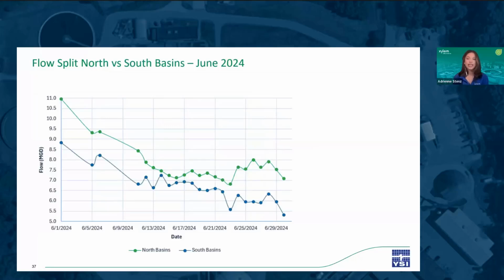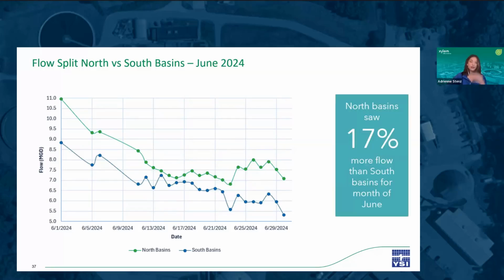This was the flow split in MGD between the North and South basins for the month, with North basins being the green line and South basins being the blue. As John explained earlier, the North and South basins do not treat equal volumes of flow. The North basins are located directly off the primaries, while the South basins are a bit further away and require pumping. Additionally, the North basins have a slightly larger tank volume. You can see here that for every single day throughout the entire month of June, the North basins handled more flow than the South. And on average, the North basin saw 17% more flow than the South for this month.